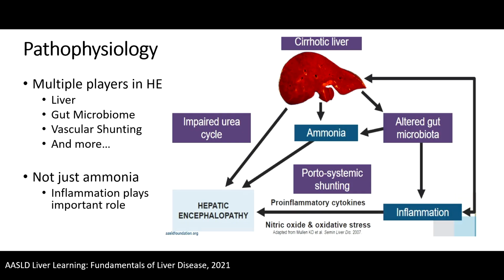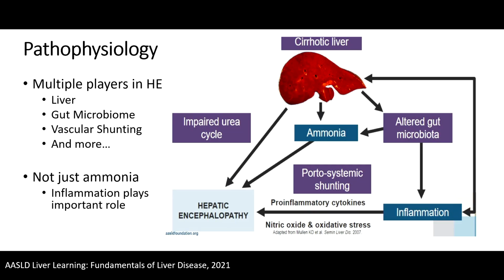All right, so a little bit on the pathophysiology. And again, this is just so we can understand why our tools work. There are lots of different players in HE. Liver, obviously, is very important. The gut microbiome is also very important. Patients with liver disease have a very dysfunctional gut, dysbiosis, all of those things, and again, the shunting.